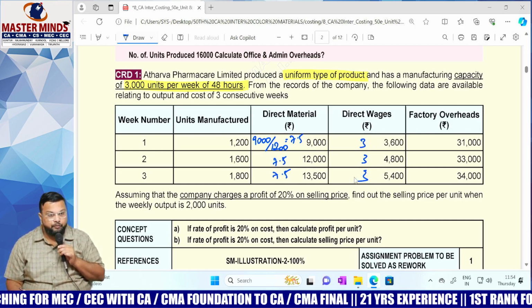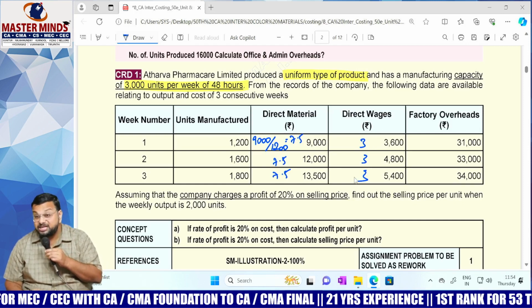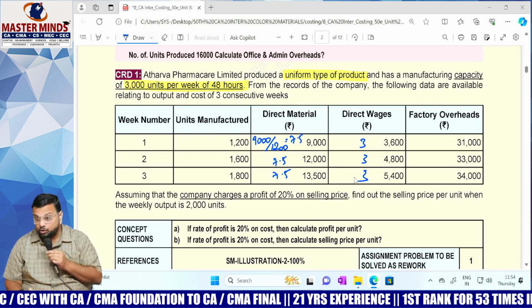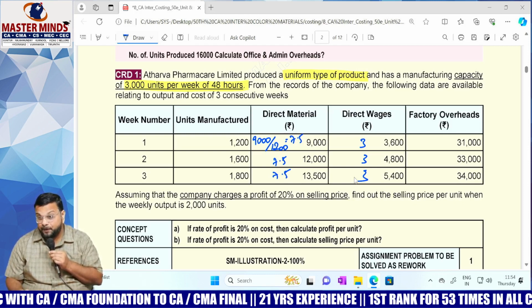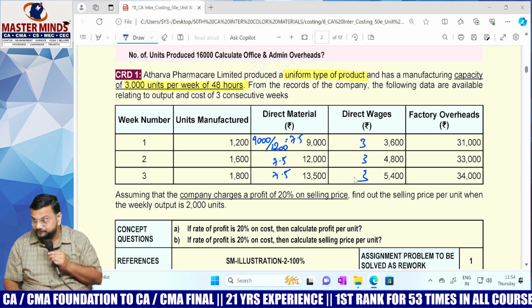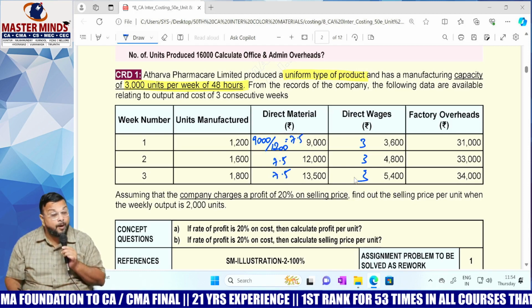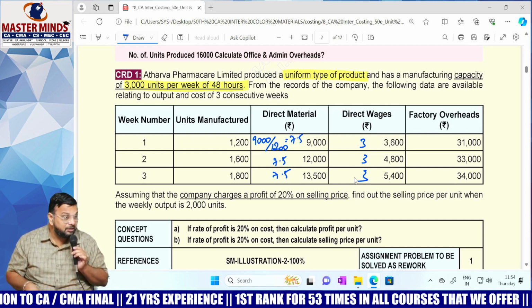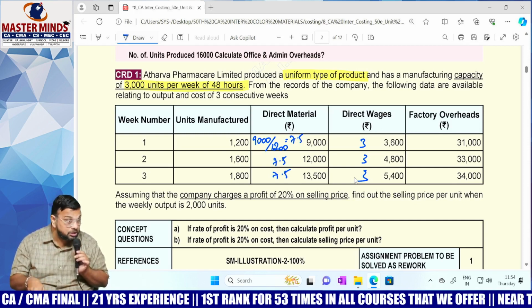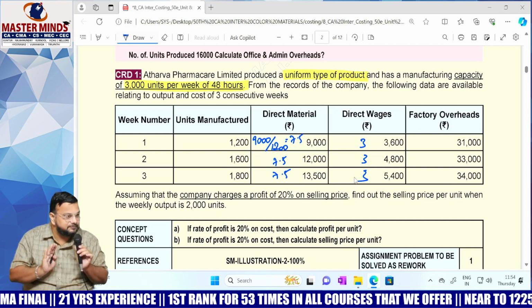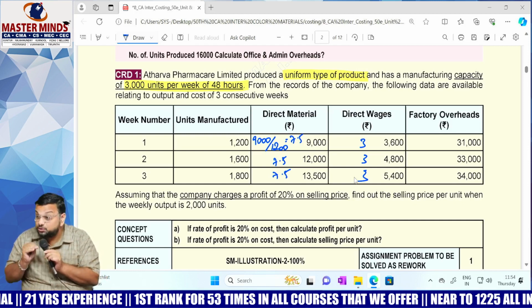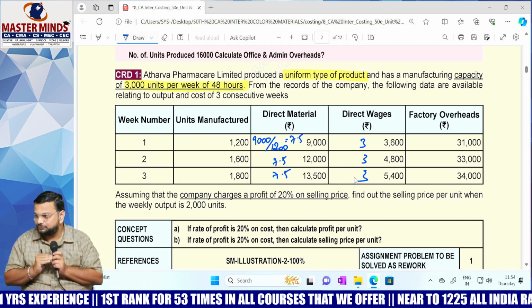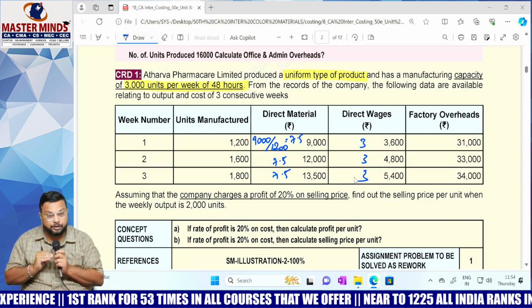Okay. Now, when it comes to factory overhead, it is not that simple. First of all, I can conclude one thing. Total factory overhead keeps on changing. That means it is not fixed. What about per unit? If it is constant, then I can say that it is variable. But I expect that it is not at all constant. Now you have to show this working.